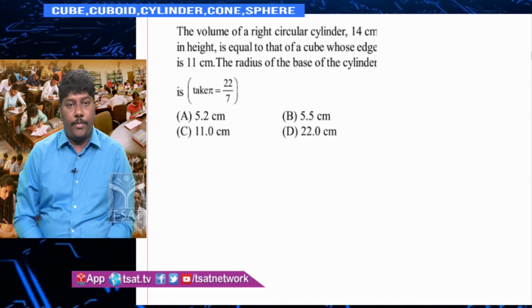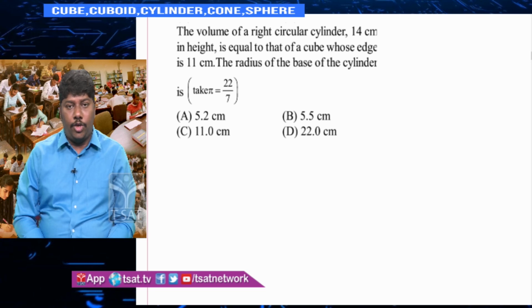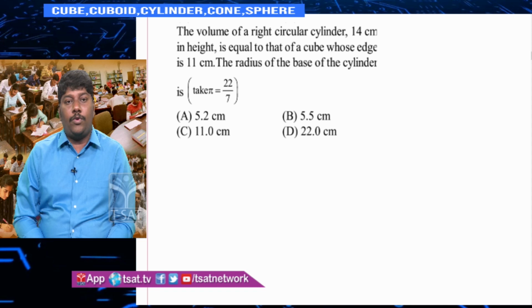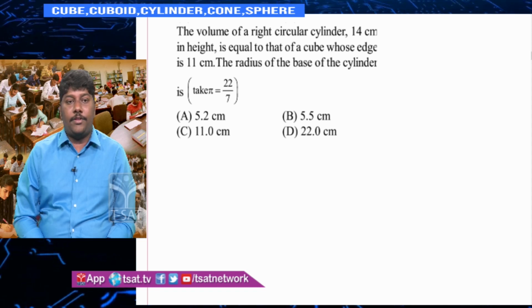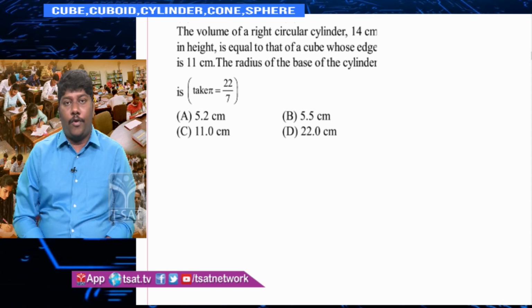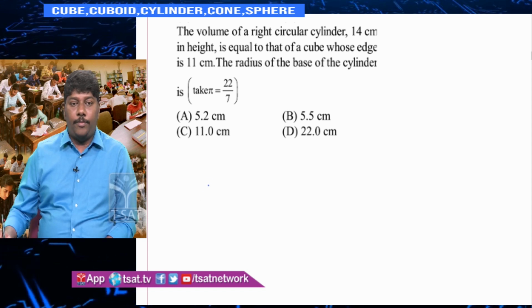The next one, the volume of the right circular cylinder. Now this is a cylinder and a cube. A right circular cylinder 14 centimeter in height is equal to that of a cube whose edge is 11, the radius of the base of the cylinder. He is equating the volume of a cylinder to the volume of the cube and is asking you the radius of the base. So equate both the volumes.